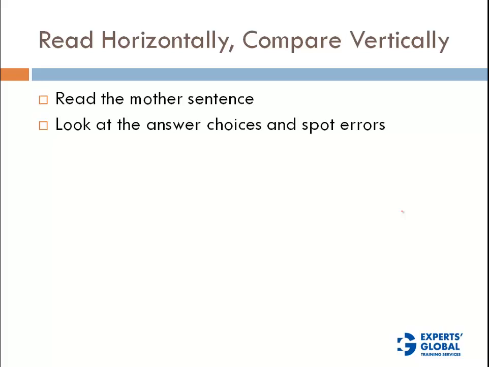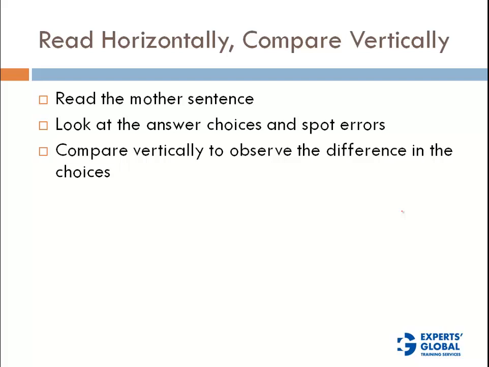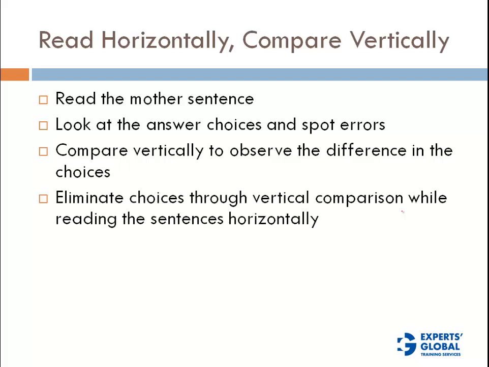So the strategy: read the mother sentence and look at the answer choices to spot errors. Unlike in critical reasoning, where we say that you don't come to the answer choices without having an idea of what you are looking for, in sentence correction, we say that you use the answer choices to your benefit. Spotting the errors on your own may sometimes be difficult. When you have the 5 answer choices in front of you, when you compare them, you can very easily spot the errors. So compare the answer choices vertically to observe the differences in the answer choices, and eliminate choices through vertical comparison while reading the sentence horizontally.